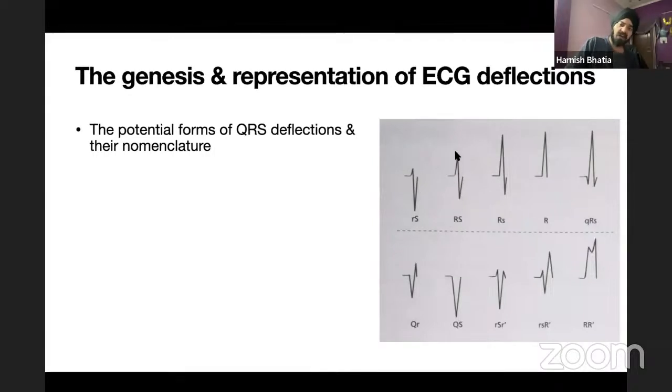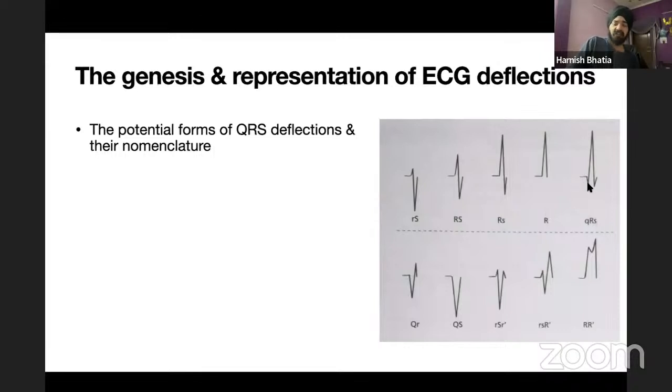When the R wave is equally big and the S wave is also equally big, it will be denoted as a capital R capital S complex. This is also clear. If the R wave is very big and the S wave is small, it is a capital R small s complex. If there is just one deflection, which is the positive deflection, it is an R wave. There is no Q wave and no S wave here.